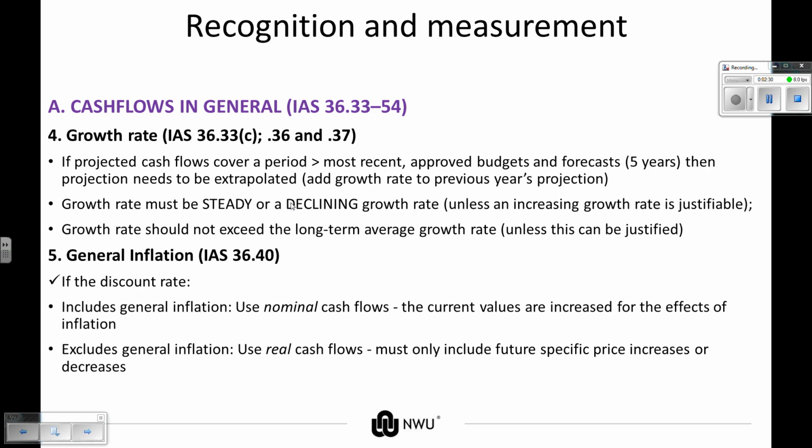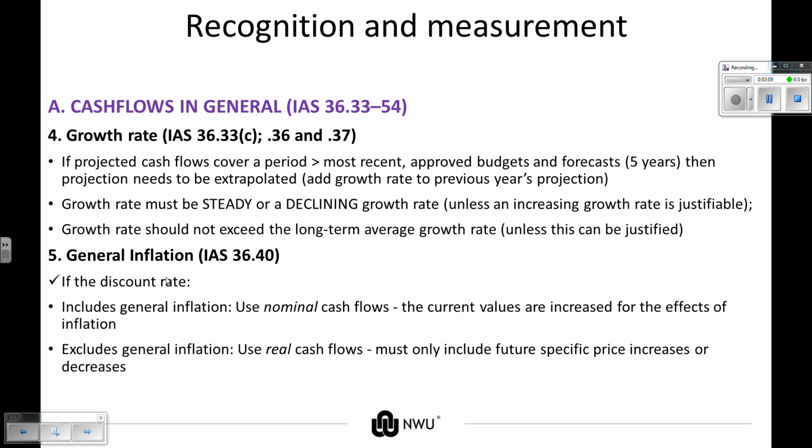If we have cash flows longer than 5 years, then the projection needs to be extrapolated, and therefore the growth rate that we are going to use is a steady or declining growth rate, unless we can really justify an increasing growth rate, and it should not exceed the long-term average growth rate unless you can really justify it, because for projections longer than 5 years, it is not that reliable anymore.